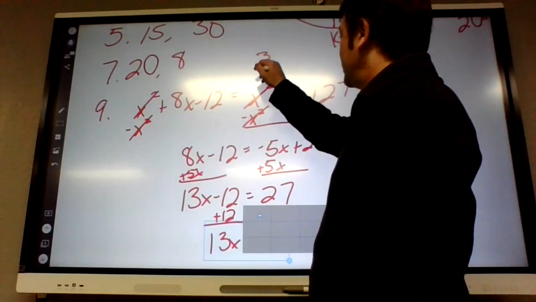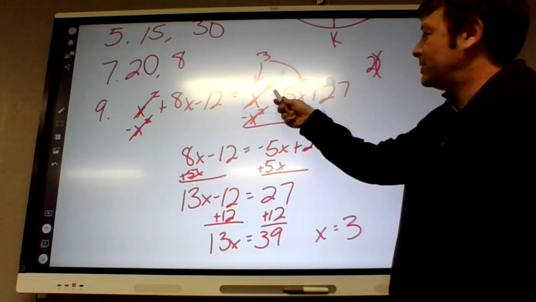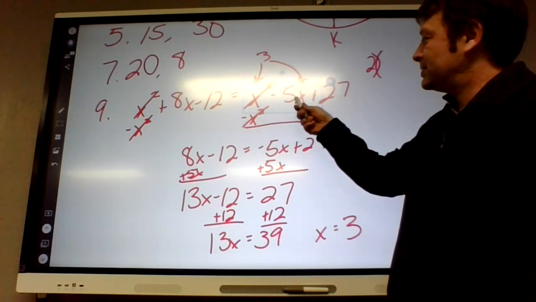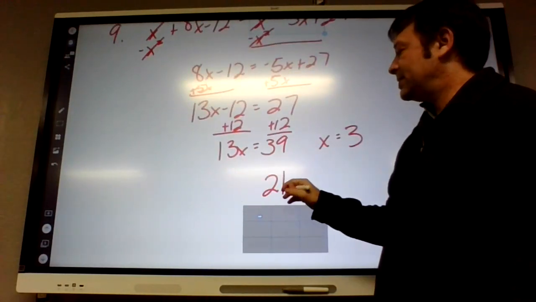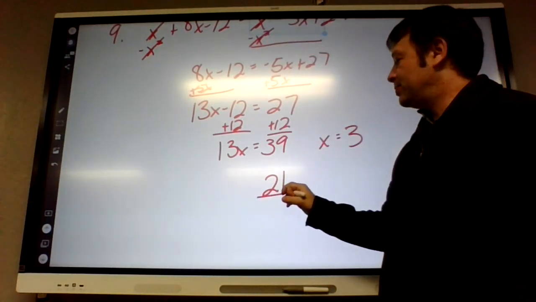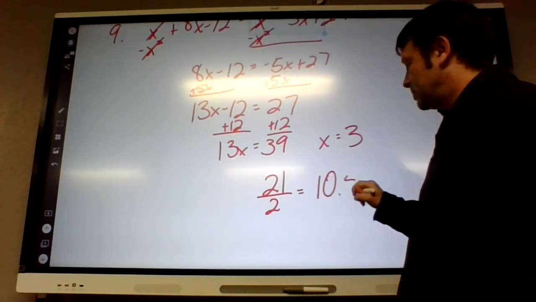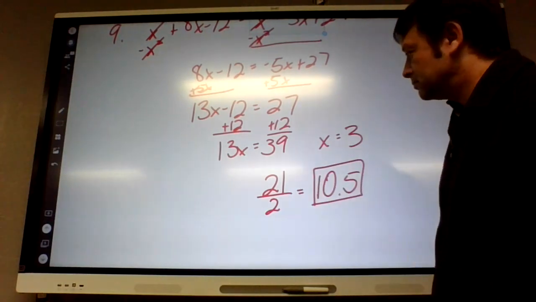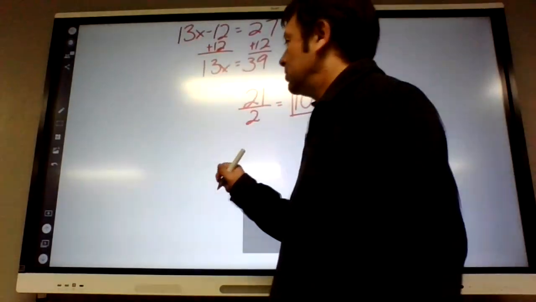If I plug in 3 there and there, 3 squared is 9, 5 times 3 is 15. 9 minus 15 is negative 6 plus 27 is 21. That's the entire chord, but they only asked for half the chord, so 21 divided by 2? 20 divided by 2 is 10. 1 divided by 2 is 0.5. So it's 10.5.